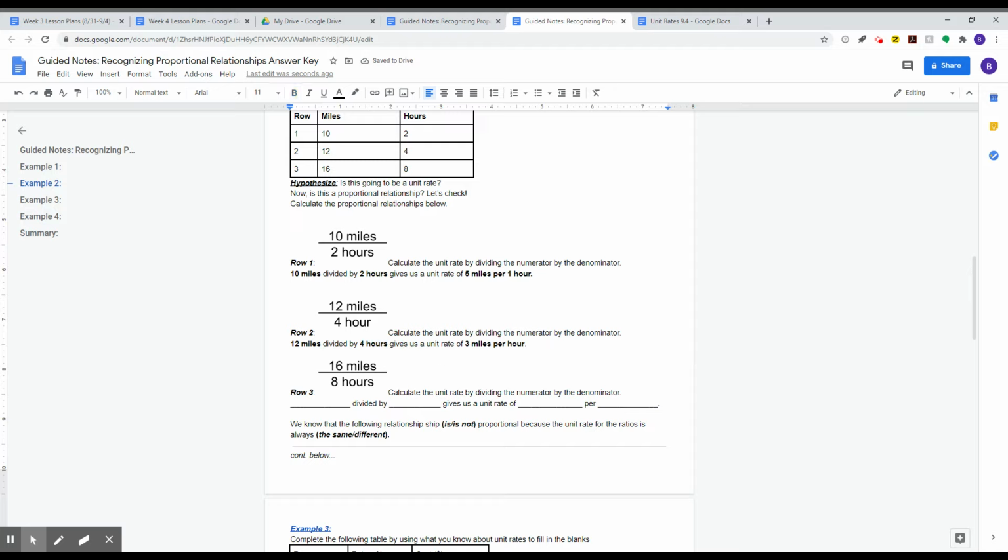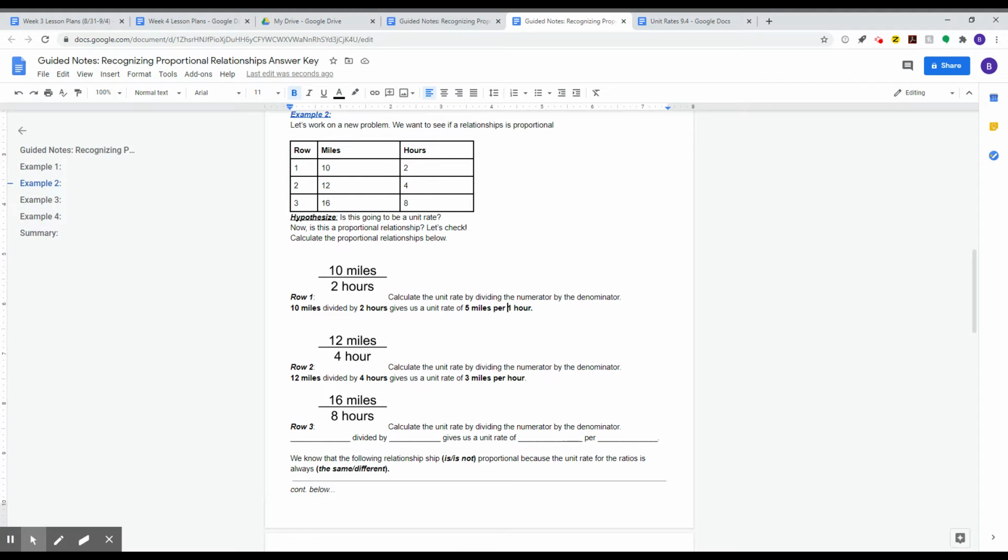I guess, so is 3 miles per hour the same as 5 miles per 1 hour or just per hour? It's not the same thing. 5 and 3 are different numbers, so those are totally different. So if I hypothesize that this was going to be proportional, it's not. These unit rates are changing. Even though this looks good because they're going up by the same amount, the ratio is changing. What matters is not how much they're adding by, but how the ratio is. So if they divide to the same unit rate.